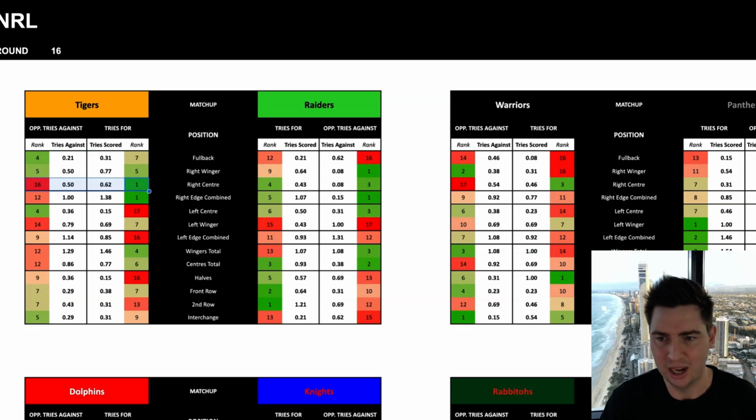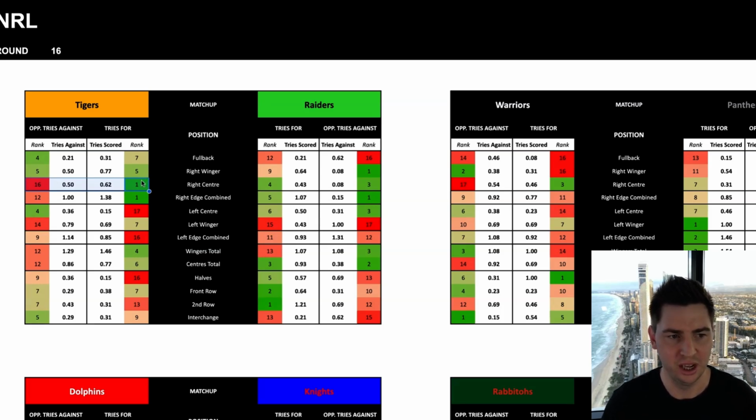The first game, Tigers versus Raiders. This is on Friday night, the only game on Friday night this week. For the Tigers, I'm not going to have any selections. The one that I still have highlighted here at right center is Stafford Toa. This is one that I did look at closely. However, even though it's a good matchup, 1st versus 16th, the Raiders have only conceded to the right center once in the last 4 games.